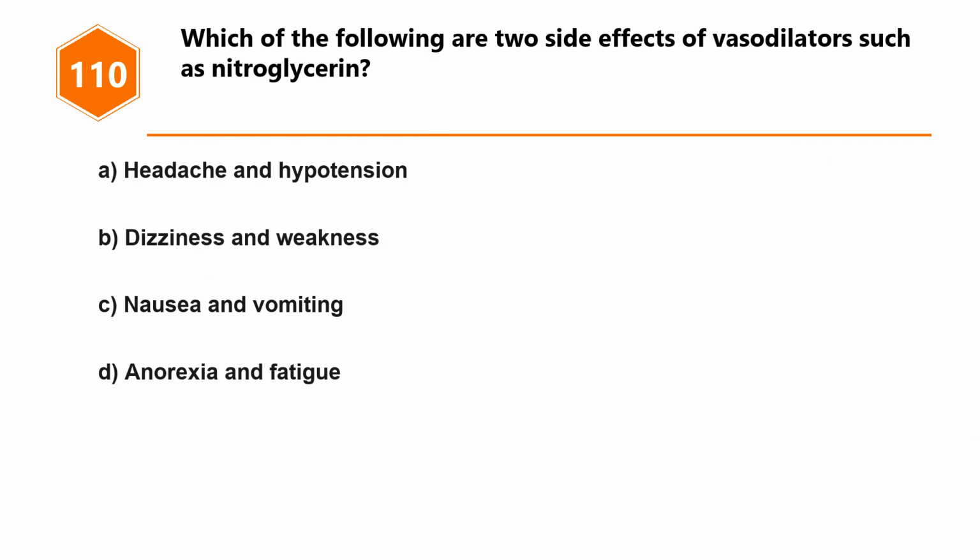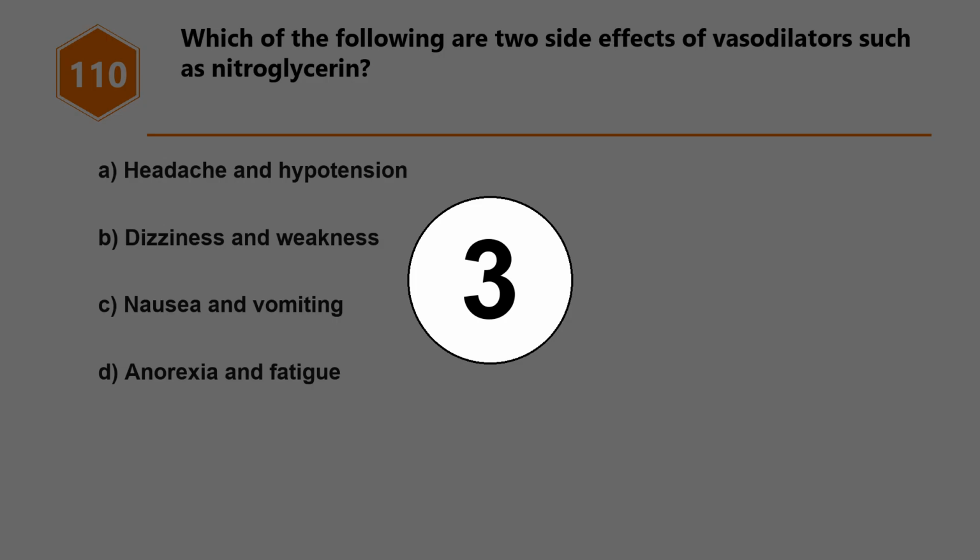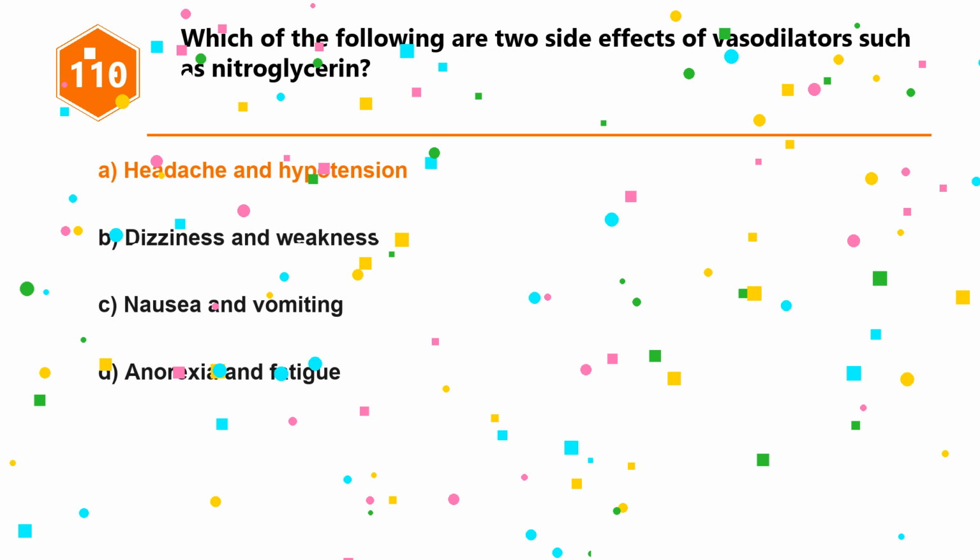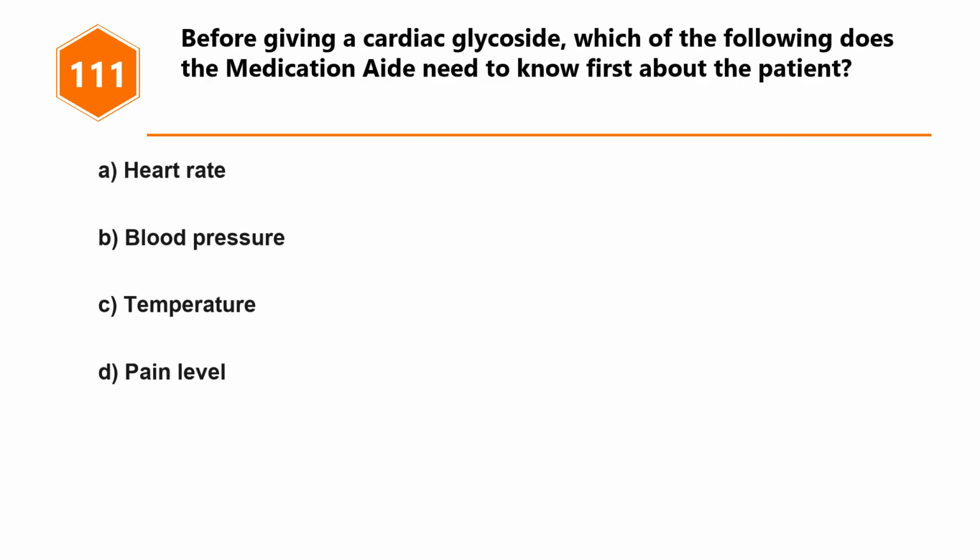Question 110. Which of the following are two side effects of vasodilators such as nitroglycerin? Option A. Headache and hypotension. Option B. Dizziness and weakness. Option C. Nausea and vomiting. Option D. Anorexia and fatigue. The correct answer is option A. Headache and hypotension.